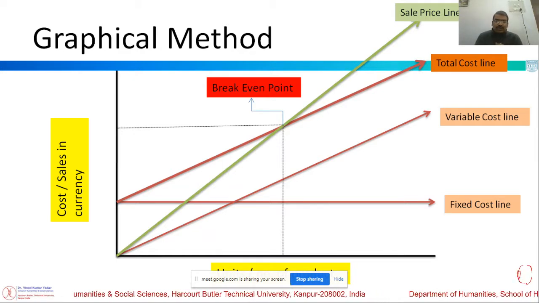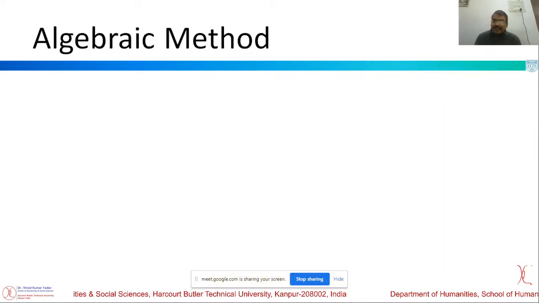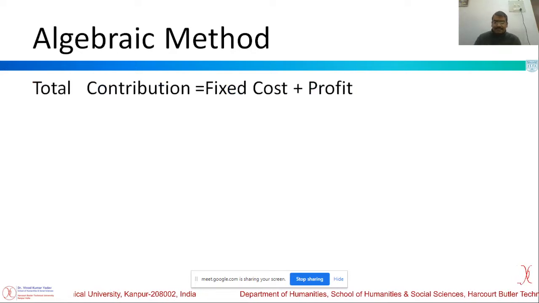Now we will take the algebraic method of this. In the algebraic method, you need to understand the contribution by each product. Contribution is basically the sales price minus the variable cost. Now look, the total contribution by any production system can be termed as the fixed cost plus profit.